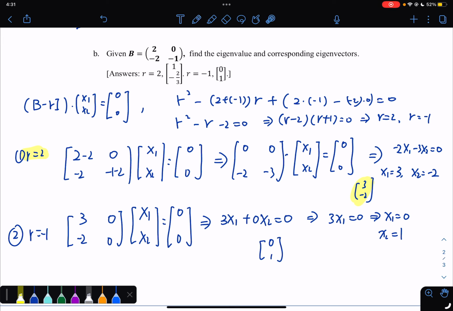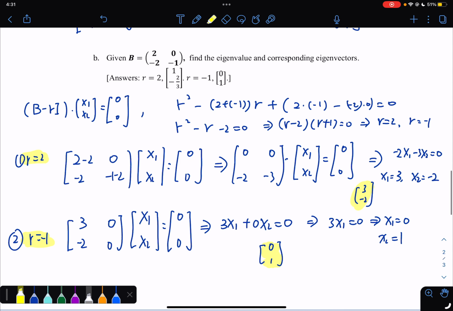And you say, why do I choose 1? Well, you could have chosen 2, so you could have gotten 0, 2, or 0, 10. They are all scalar multiples of 0, 1. As we said, answers are mathematically equivalent if they are scalar multiples of one another. So this is how it's going to work out. Hopefully it's helpful and you get comfortable with how to find eigenvalues and eigenvectors of a 2 by 2 matrix based on our discussion here.